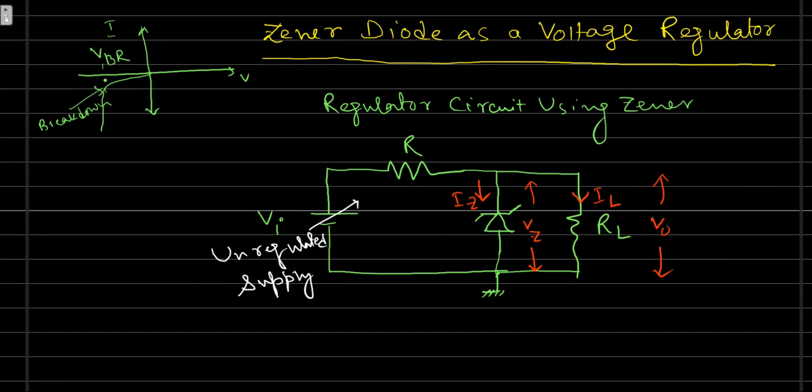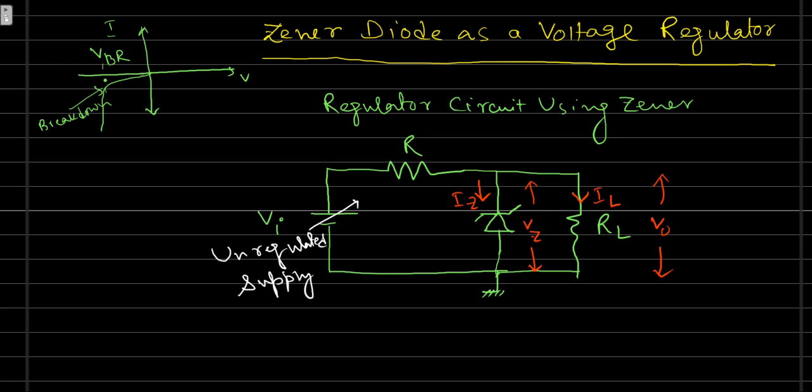Hello everyone. In this video I am going to discuss how we can design a voltage regulator circuit using a Zener diode. As you know, a Zener diode is a heavily doped PN junction diode which is specially used for breakdown purposes, and when the breakdown takes place the voltage across the Zener diode is almost constant. You can see the IV characteristics of a Zener diode.